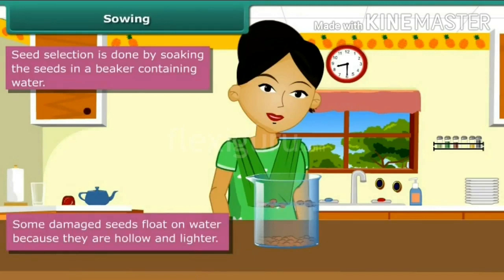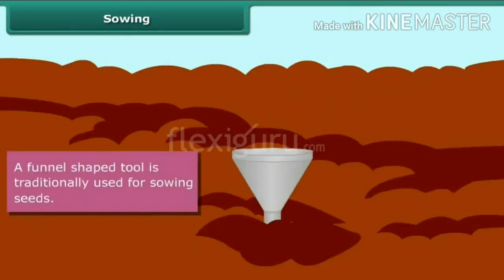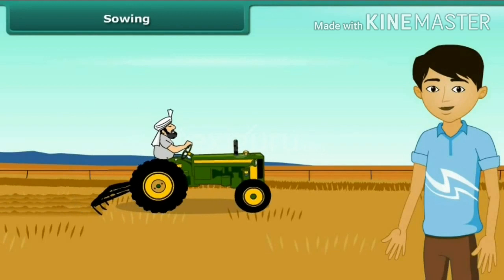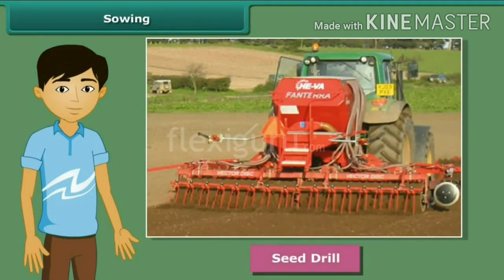Now let us see what are the tools used for sowing seeds. Look at this farmer. He has a funnel-shaped tool for sowing seeds. Observe them closely. What is he doing with this tool? Yes, he is filling seeds into the funnel and passing them down through the sharp ends of the pipe to get them seeded in the soil. This is a traditional method and very easy. Nowadays, farmers use modern seed drills for sowing with the help of tractors. I'm sure you are wondering how this seed drill works. It sows the seeds uniformly at proper distance and depth, ensuring that seeds get covered by the soil after sowing. This process also saves a lot of time and labor.